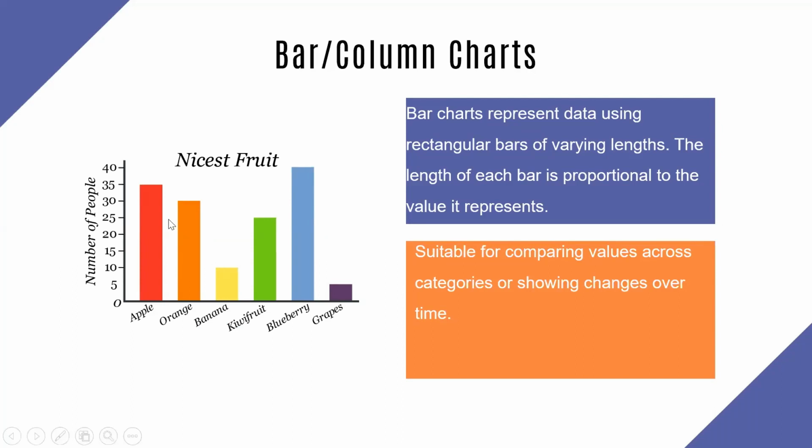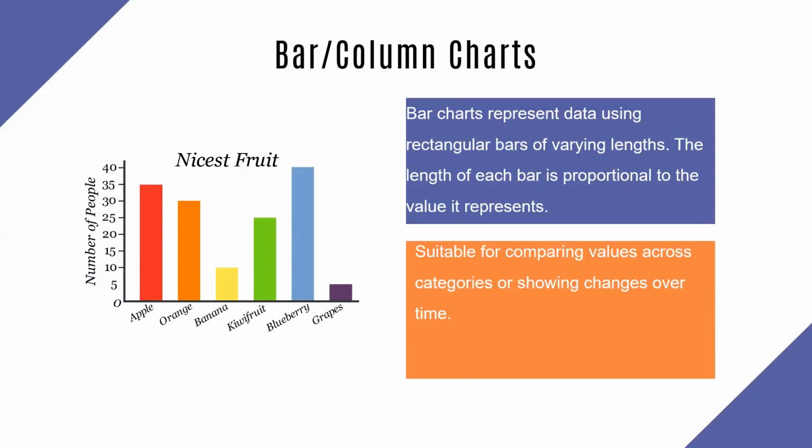Note that now we have these columns, and I would like to clarify that both bar and column charts are almost the same. In our example, we have a column chart, but if we flip this, we'll get a bar chart. It's important to note that bar charts and column charts are used in cases where we have categorical data against numerical data. That is, we have the category of the fruits. We have apples, oranges, bananas, kiwi, blueberries, and grapes. And the number of people is the numeric data in this case.